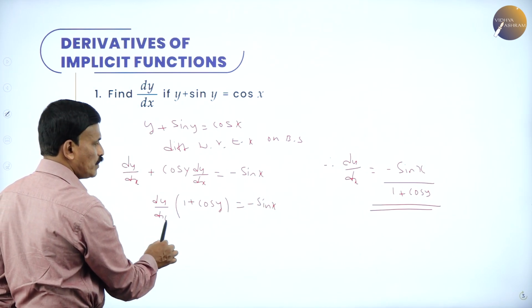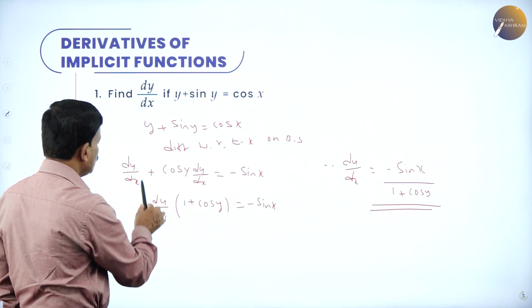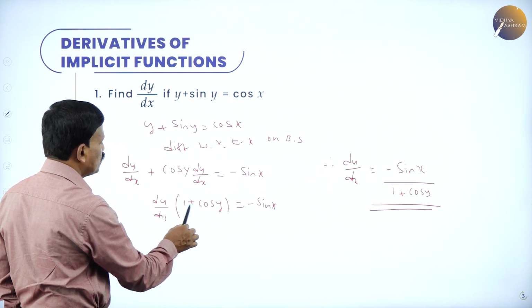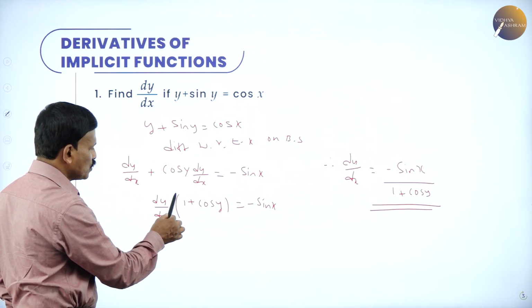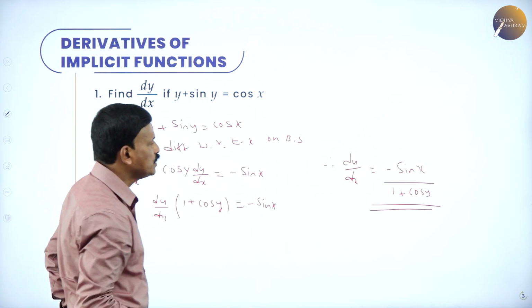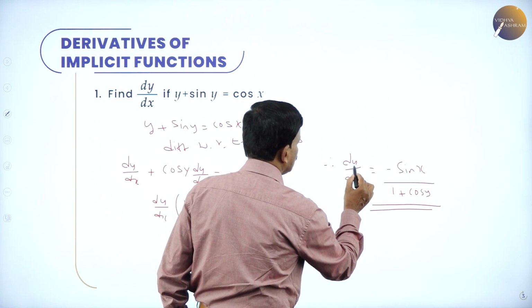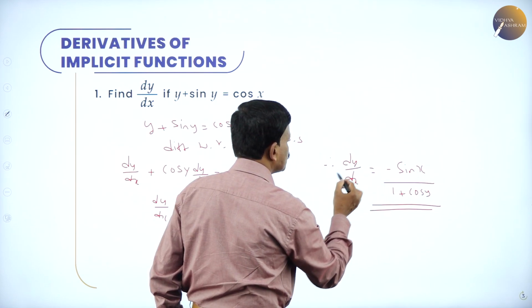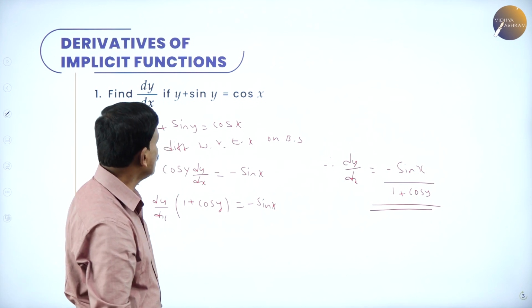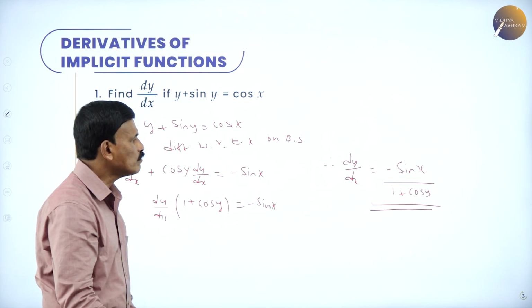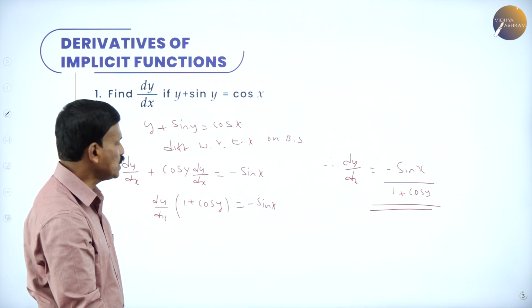You can remove dy by dx out, so common factor dy by dx out. What is left over is 1 plus cos y is equal to minus sin x. Therefore dy by dx is equal to, bring this to the denominator, minus of sin x divided by 1 plus cos y, which is the required solution. So dy by dx is minus sin x divided by 1 plus cos y.